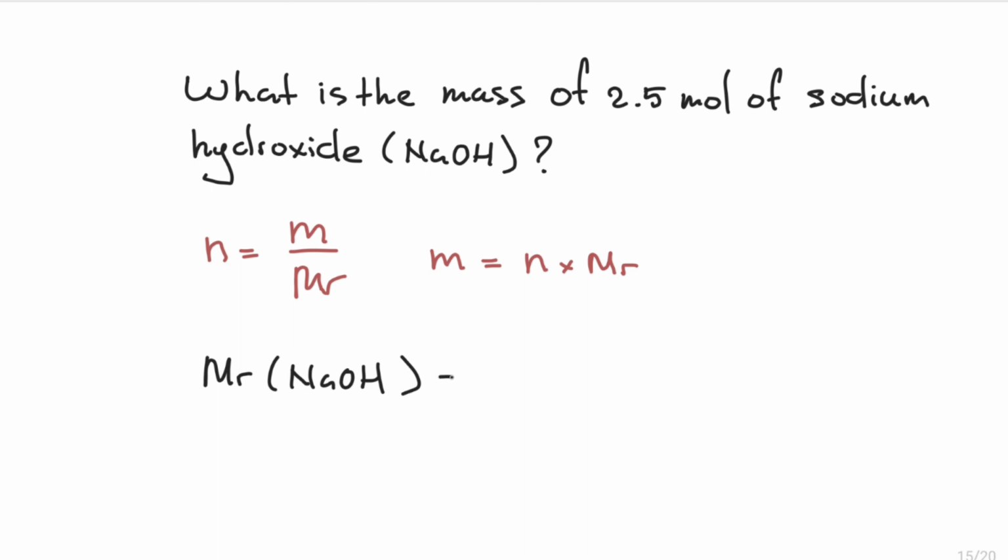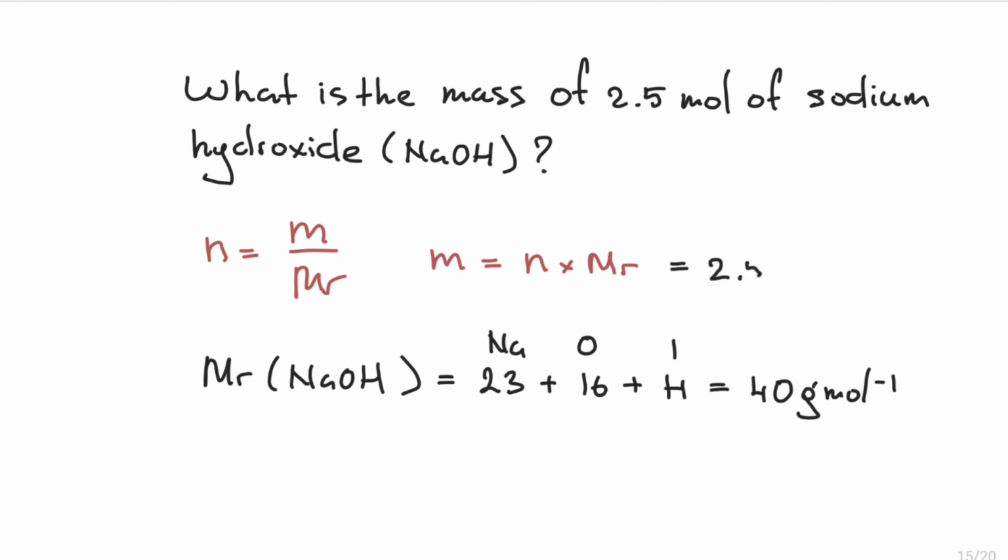First of all, you need to find the molar mass of sodium hydroxide. So from the periodic table, atomic mass of sodium 23 plus atomic mass of oxygen 16 plus atomic mass of hydrogen 1. Overall, it will be 40 gram per mole. And just insert these values into the formula, and you will get the answer. 2.5 mole multiplied by 40 gram per mole. We can cancel units here, and you will get 100 grams of sodium hydroxide. That's the answer.